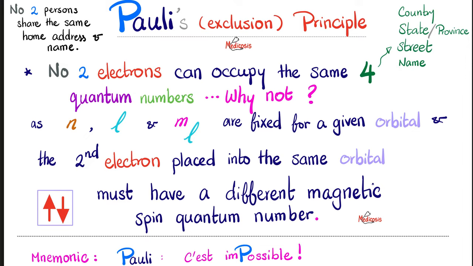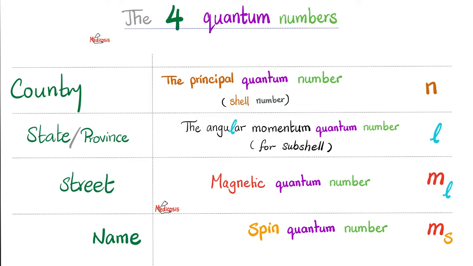But how about my neighbor? Yes, your neighbor lives on the same street, in the same state, in the same country, however, does not share your full name. So, just like you, you live in a country, in a state, on a street, and you have a name. The four quantum numbers are the principal quantum number, the angular momentum quantum number, the magnetic quantum number, and the spin quantum number.